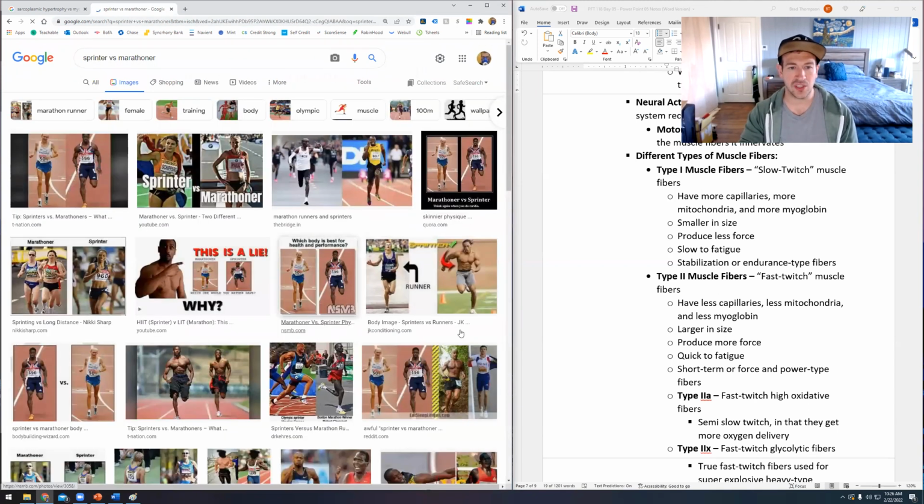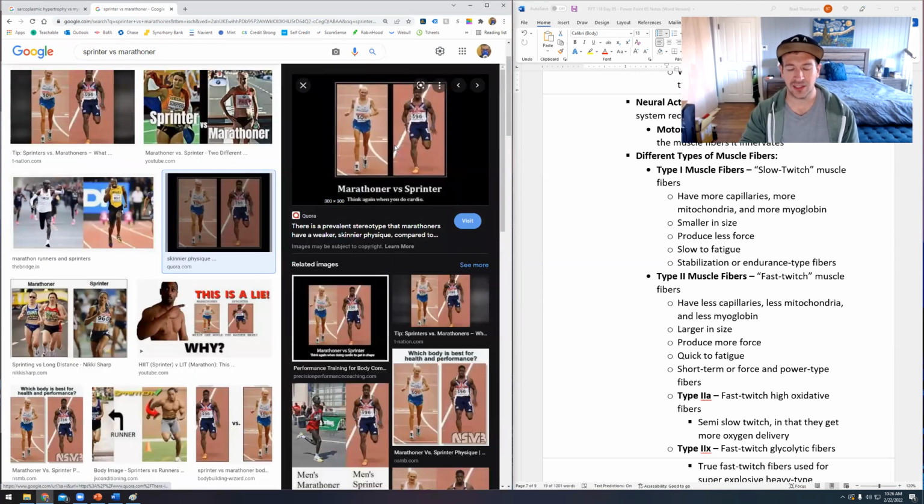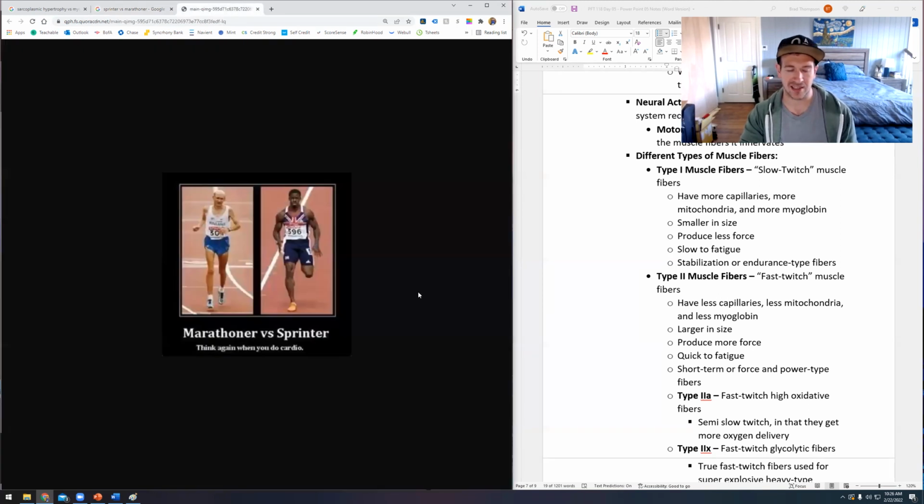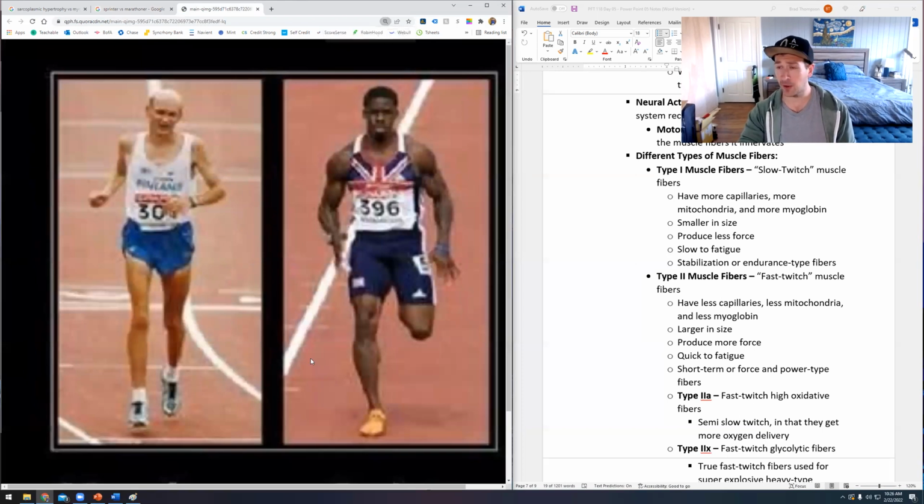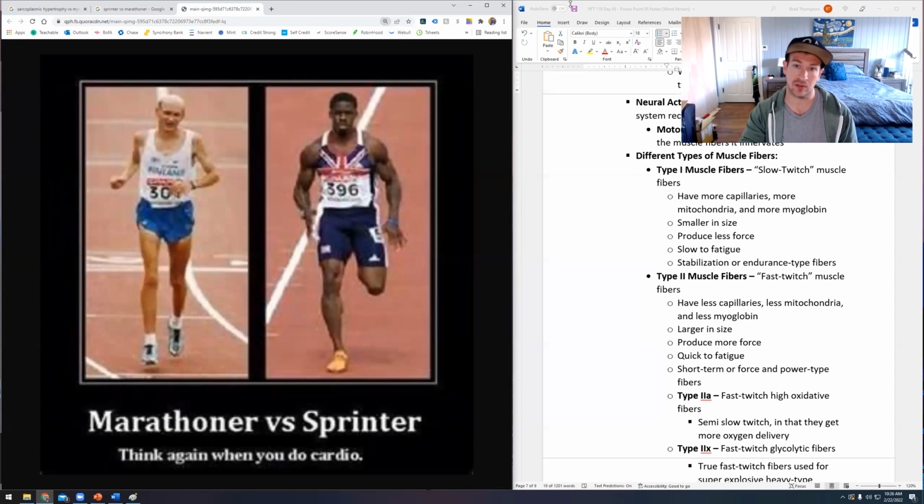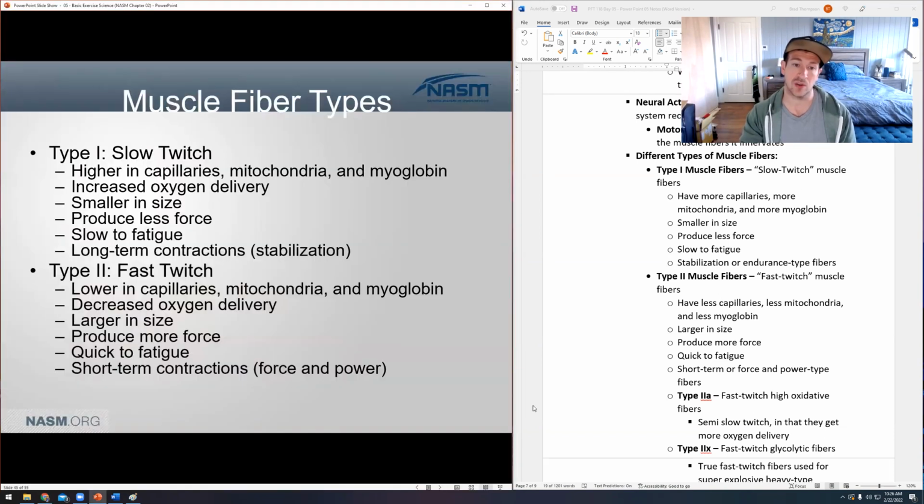You'll see there's a huge difference between a sprinter and a marathoner, right? Look at the difference in these two bodies here. These are probably both world-class athletes, but they look very different from one another. The one over here is very much type 1 muscle fibers. We call those slow twitch fibers. These are the ones associated with endurance. And then over here, we've got our type 2 muscle fibers. Those are the ones associated with strength.